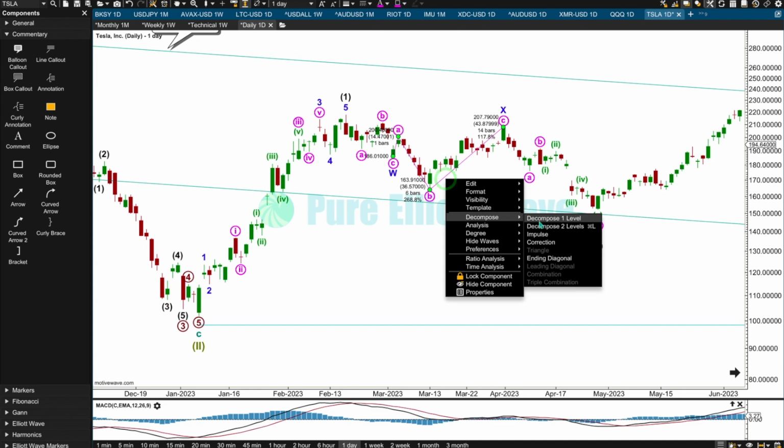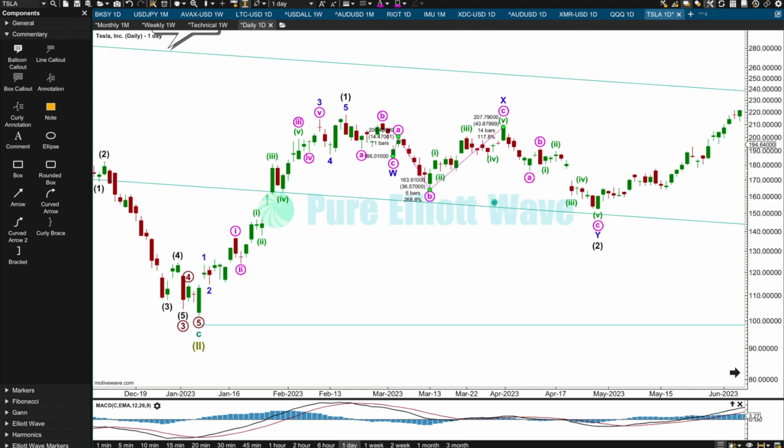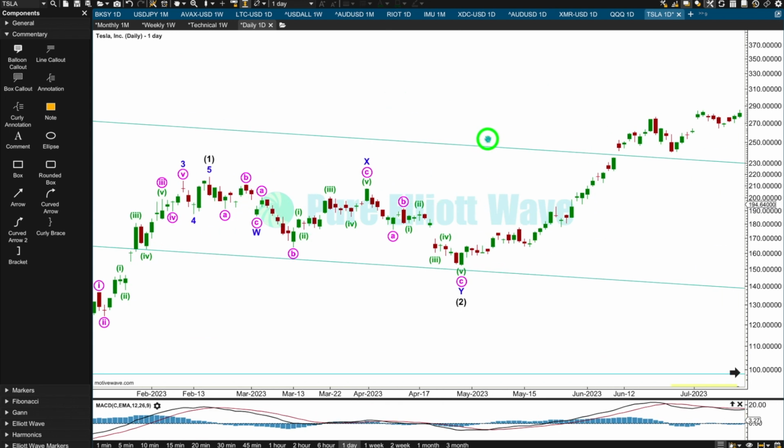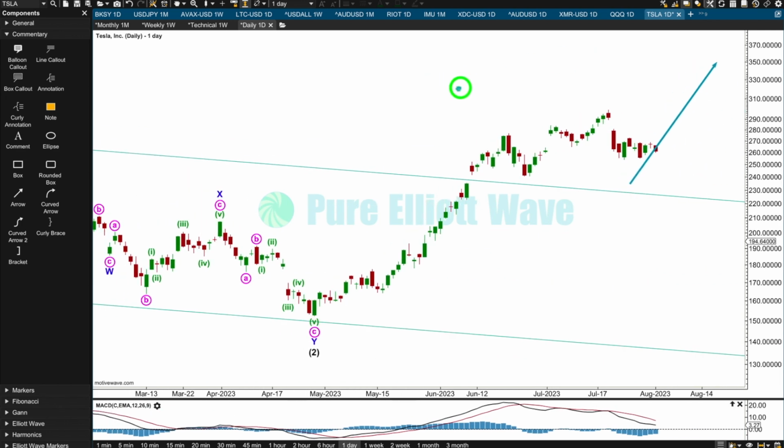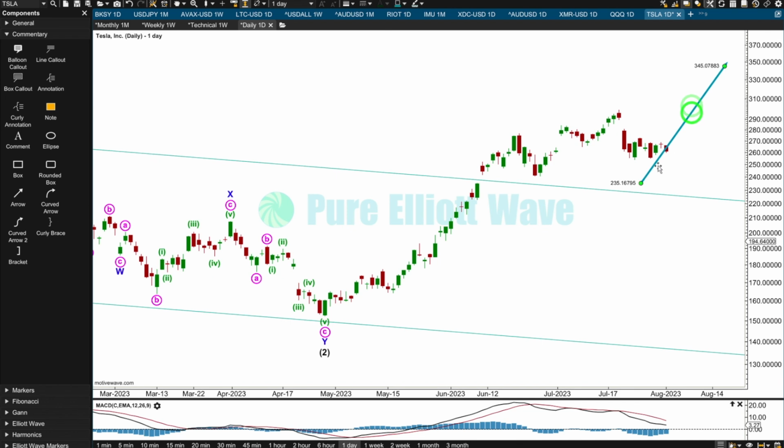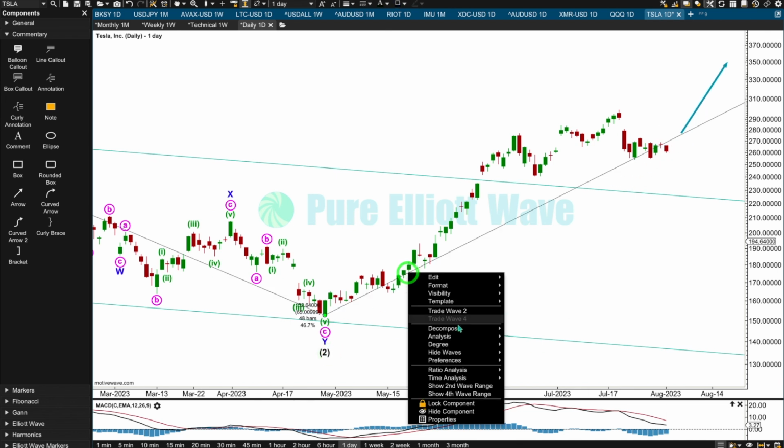Is C going to subdivide as a 5? Yeah, is it? Yeah. Okay, I think that's how I'd label that, even though it's not the most common. It meets all the rules and it fits. Okay, so for intermediate 3, it may only subdivide as an impulse.